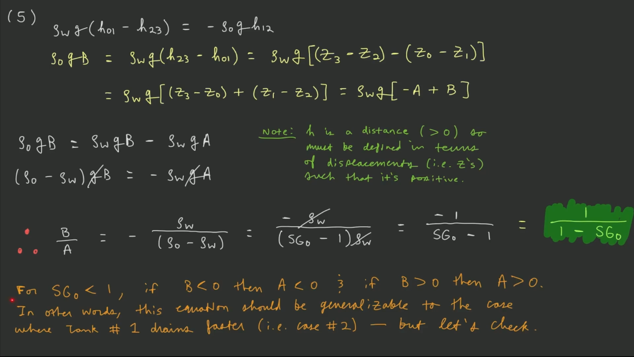So for the specific gravity of oil less than 1, in other words, when the specific gravity of the oil is less than water, if b is less than 0, then a is less than 0, and if b is greater than 0, then a is greater than 0. So in other words, if SGO is less than 1, this right-hand side is always positive. If this right-hand side is always positive, then when b is positive, a is positive. When b is negative, a is negative.